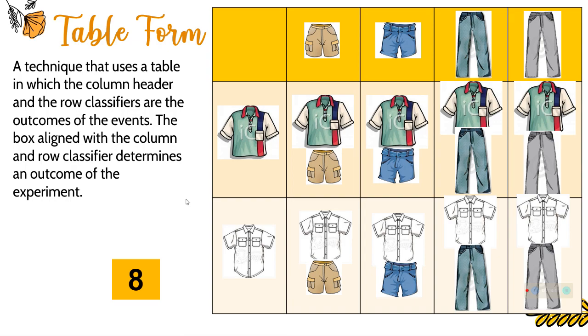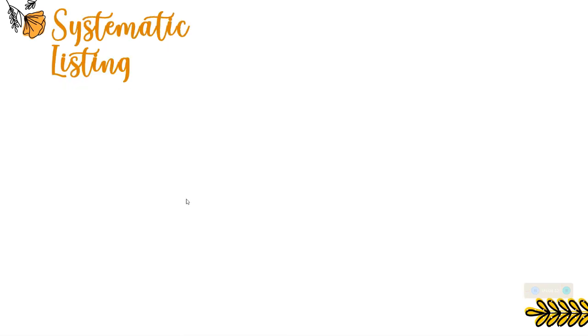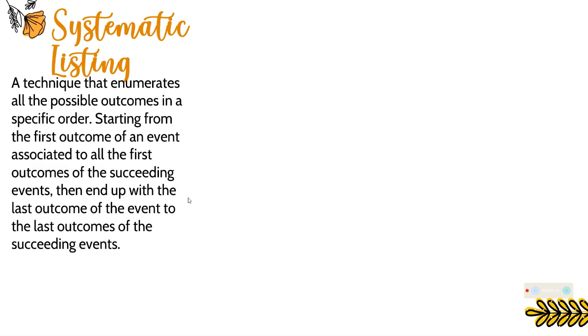The next method in finding the number of occurrences is systematic listing, a technique that enumerates all the possible outcomes in a specific order, starting from the first outcome of an event associated to all the first outcomes of the succeeding events, then ending up with the last outcome of the event to the last outcomes of the succeeding events. What does it mean?